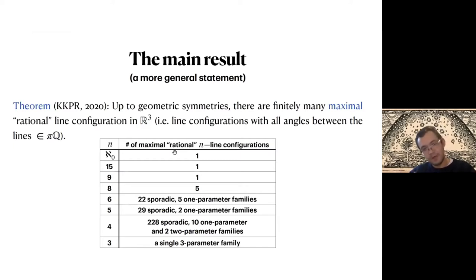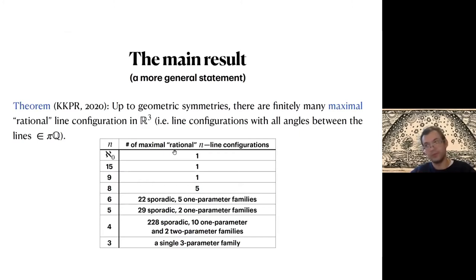For 5 lines, you have 29 sporadics and 2 one-parameter families, so a little bit less. For 6 line configurations, you have 22 sporadic and 5 one-parameter families. For 8 line configurations, somehow you have only 5 sporadic instances. And for cardinality 9 and 15, you have only 1. So those are the only possible three-dimensional line configurations with rational angles between all lines.